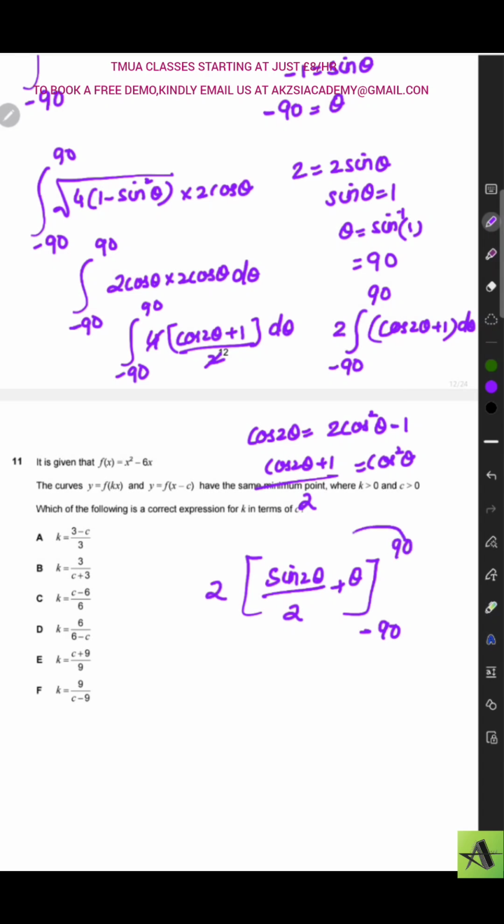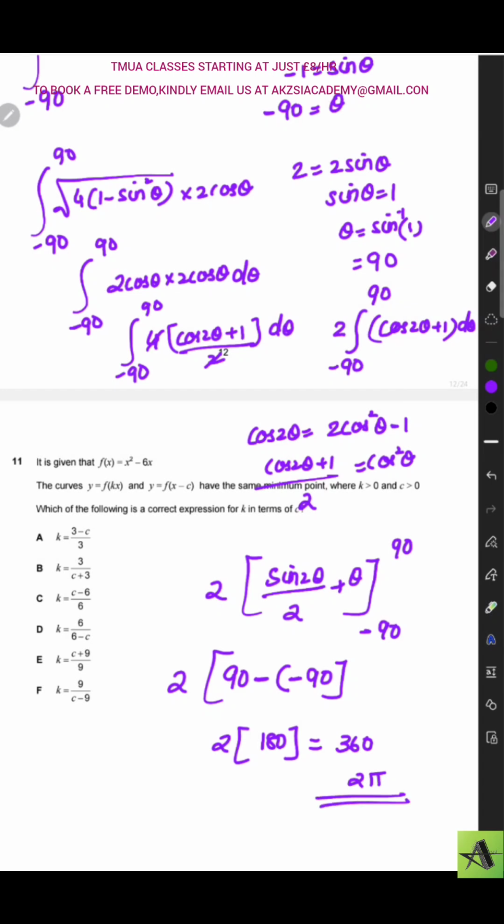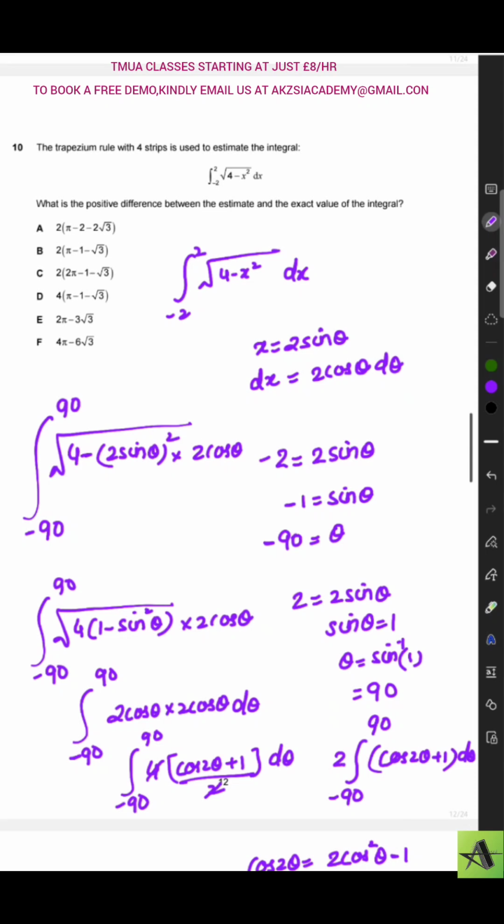Now when I substitute the upper limit here, it will become sine 180, which is 0. So 90 minus the lower limit. Again, if I put minus 90 here, sine minus 180 will give me 0 again, and this will be minus 90. It will be 2 times. So 2 times 90 plus 90, 180, which is 360, or in terms of pi, it would be 2 pi. This is the exact value that we have calculated earlier as well, taking the example of a circle.